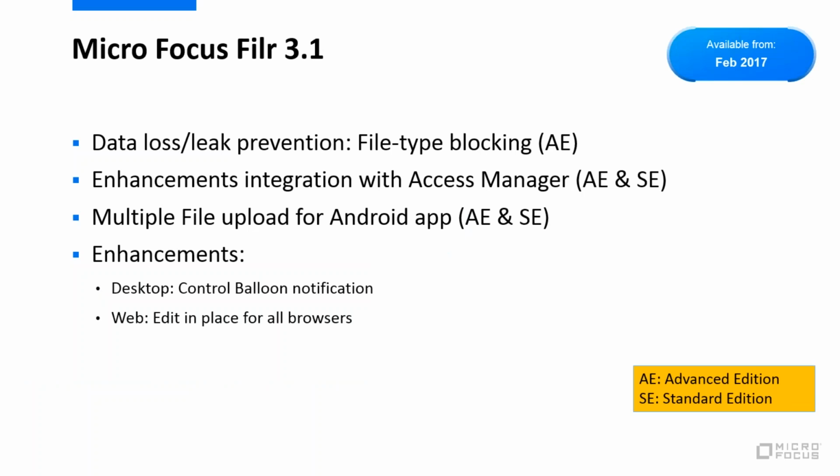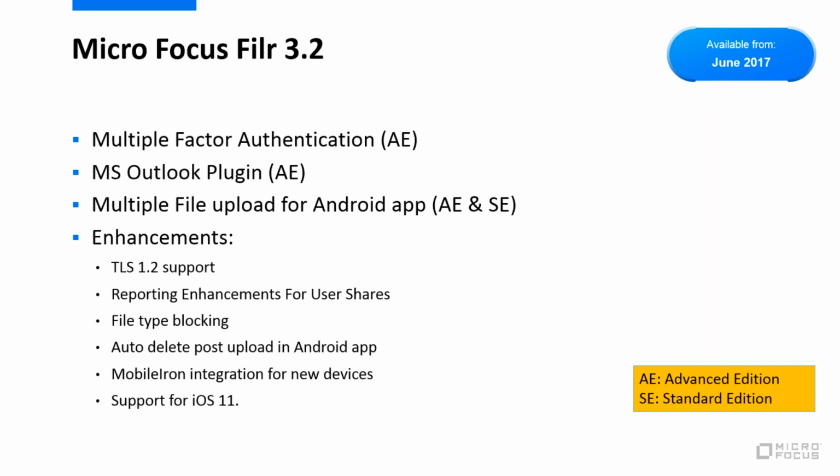As a result, we were able to ship Filr 3.1 through the update channel, which means you don't have to rip and replace the appliance. Instead, you can just install or register to the update channel and then pull in all the features and fixes that we have added. So in 3.1 in February, we added capabilities like file type blocking. We enhanced our integration with Access Manager, and we added capabilities to our mobile app. And then in Filr 3.2, which was released 4 months later in June, we added support for multi-factor authentication.